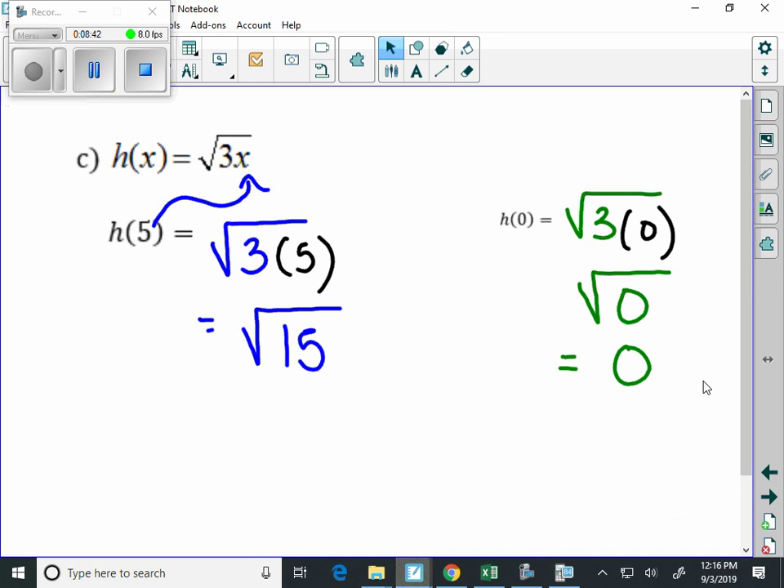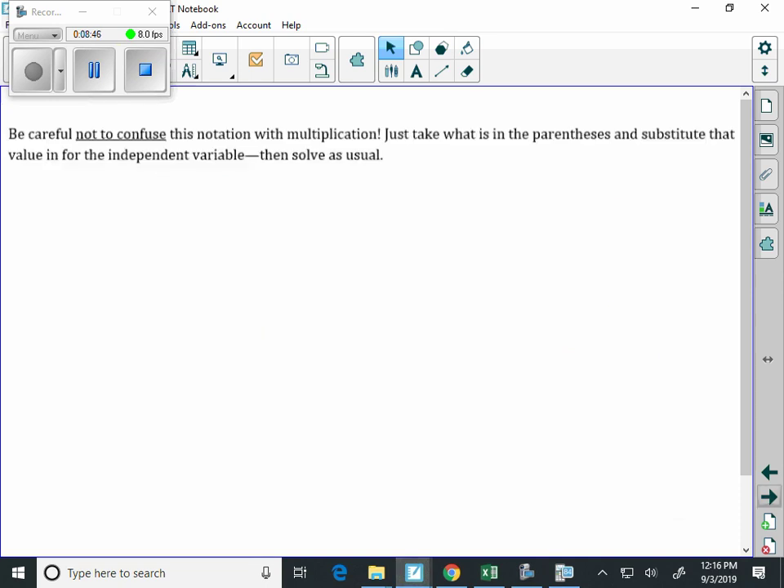So, a long-winded way of illustrating input and output, domain and range, independent and dependent variable. One thing that I want to point out is don't confuse f parentheses x or g parentheses x or h parentheses x with multiplication. f parentheses x doesn't mean f times x. It means f of x. The x is the input value.